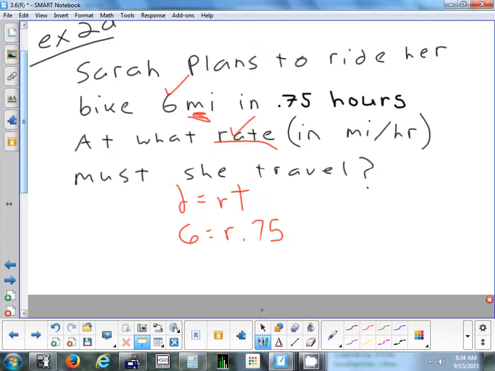What can I do here to make this look a little bit more friendly? Okay, I could do parentheses, but I could also do this. 6 equals 0.75 R. Just reverse the order. Because when you guys see problems in the book and stuff like that, you're used to having the number first, then the variable. You can flip it, it means the same exact thing. You're not doing anything wrong. All right, you can do that.